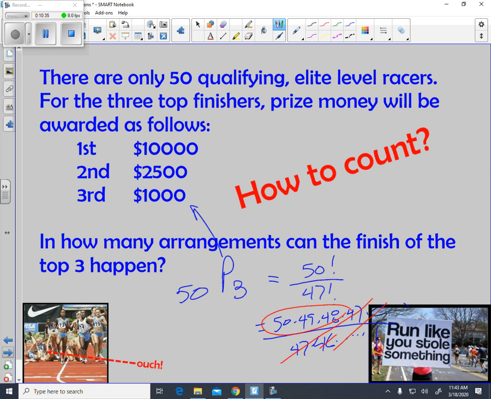I do have a calculator here because I'm too lazy to multiply that on paper. So it's 50 times 49 times 48. Pretty sure it's 117,600 possible arrangements for the way the top 3 finishers could occur. That blows my mind, actually, but it's over 100,000 ways.